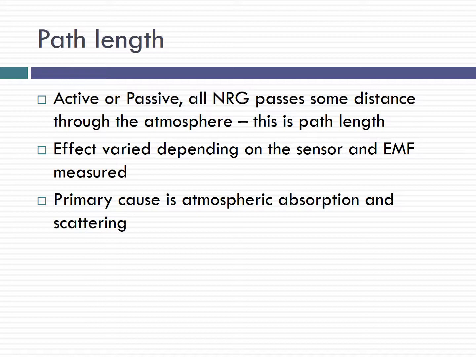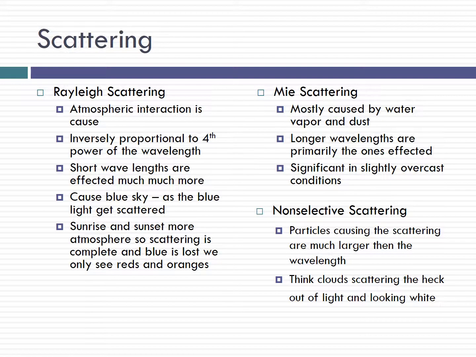So while we like to think of the atmosphere as this clear thing, it's really not. Some of the things that are in the air, literally, will cause some of this electromagnetic energy to scatter. Other things in the air will absorb part of it. So let's talk about scattering specifically. There's a bunch of different kinds, and we're going to focus on three.